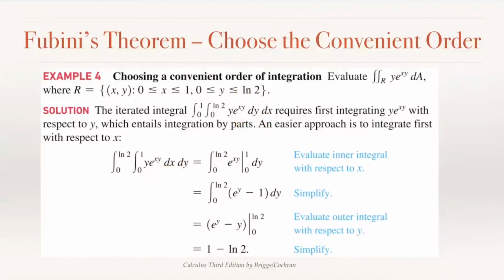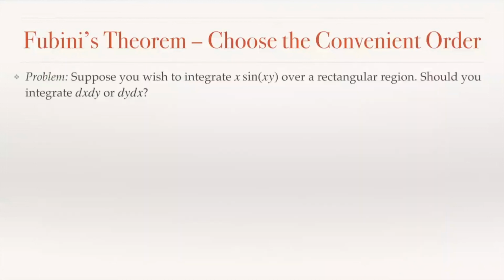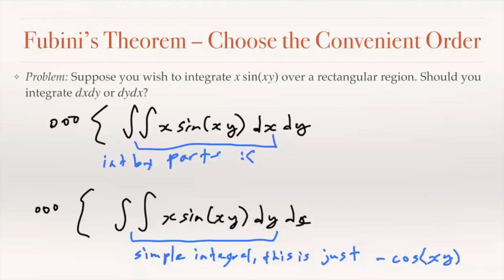So the point is that if one order of integration is messy, try the other order of integration, it might be much nicer. So take a look at this. If you wanted to integrate x times sine of xy over a rectangular region, what do you think you should do? Integrate dx dy or dy dx? Well, looking ahead, if we were to integrate this dx dy, then our inner integral would be an integral of two things, both with an x, that's integration by parts. While if we were to integrate dy dx, then we have a much simpler integral. Now x is just a constant relative to y, and we can undo the chain rule, and the integral of that would be quite directly negative cosine xy.